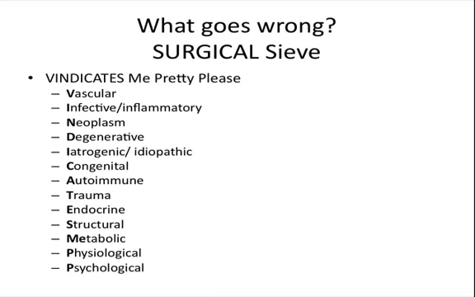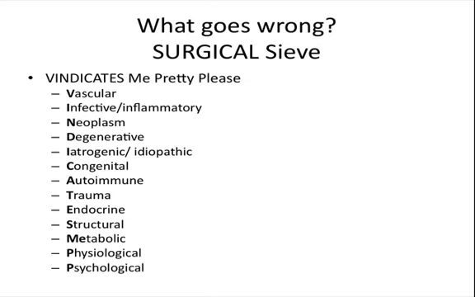Going back to a more conventional surgical sieve, that's another option. Now, my favourite surgical sieve, as it pains me to admit, is VINDICATES ME. If you're still struggling after that, you can add a "pretty please" and add physiological and psychological, but let's start with the most important, shall we? So we've got vascular, infective and inflammatory, neoplasm and degenerative. I'll talk about those a bit more later.